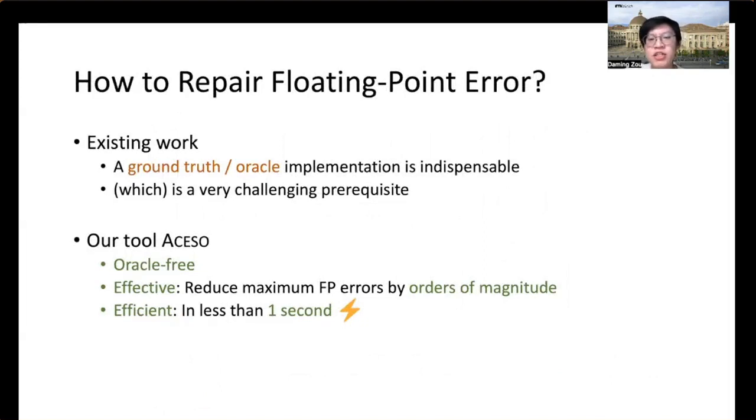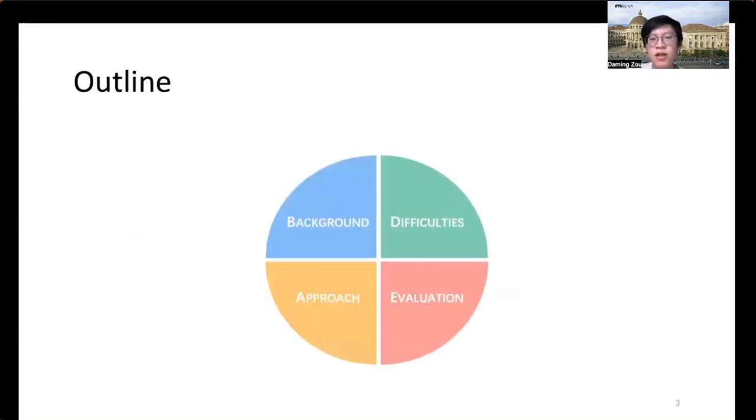Before the detailed introduction, I would like to highlight the keyword of this work. We know that to repair floating point error, a ground truth or Oracle implementation is indispensable in existing work, which is a very challenging and expensive prerequisite in practice. So the keyword for this work is Oracle free. Our tool Acesso doesn't need Oracle at all, which makes it much more practical. At the same time, Acesso is also both effective and fast, that can reduce floating point errors by orders of magnitude under 1 second.